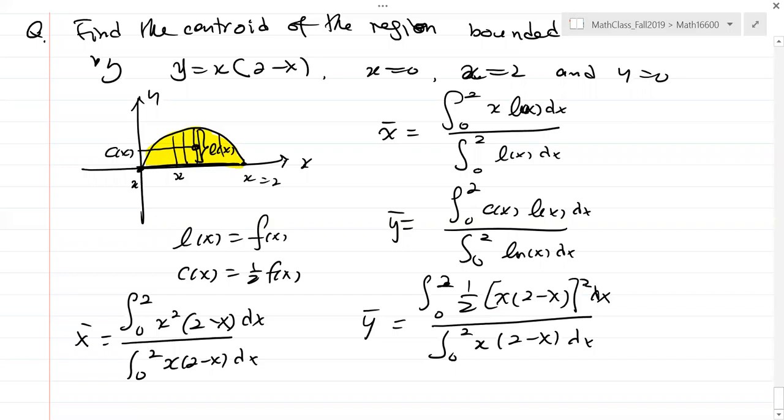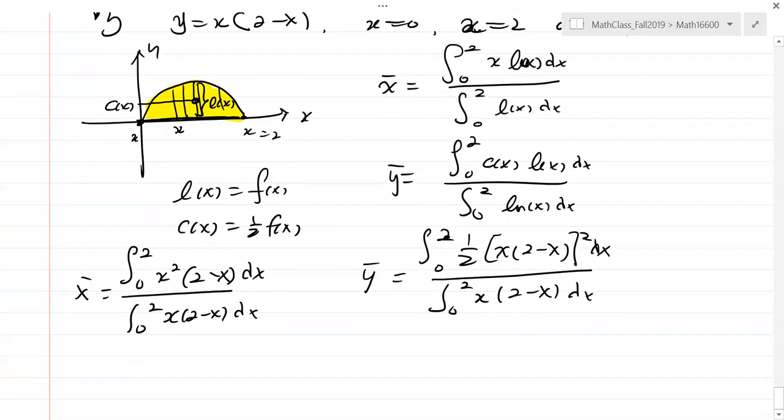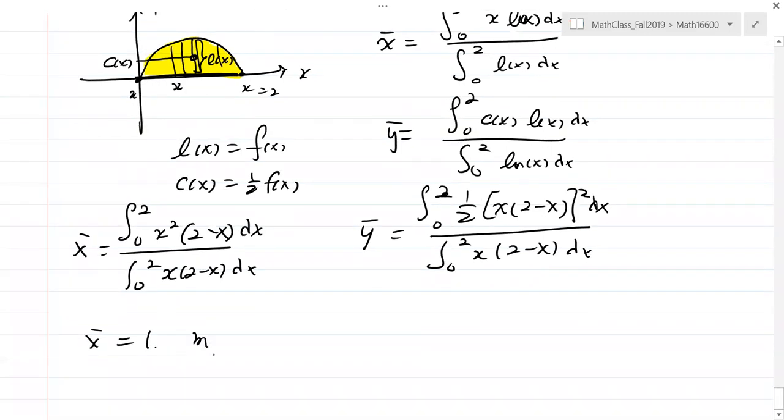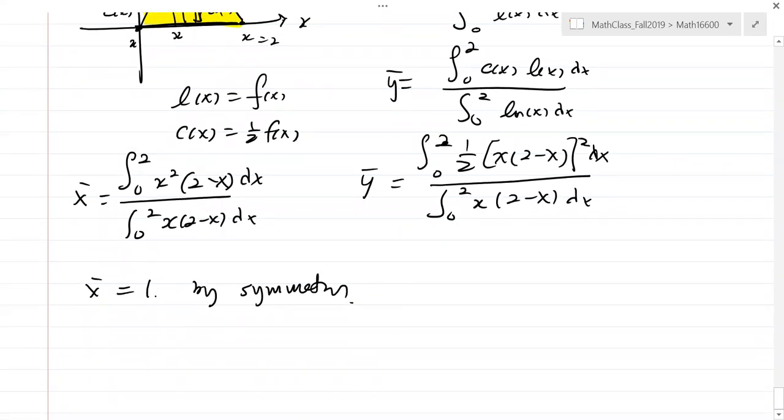So this integral is the most complicated. But when you look at this, I think you can save time. By the symmetry of the graph, you know that x bar must be equal to 1 by symmetry. This graph is a parabola. The parabola is symmetric, so you don't need to waste time working on the left-hand side for x bar. All you have to do is evaluate y and find the integral of y. It must be on the axis of the parabola. That's symmetry, okay?